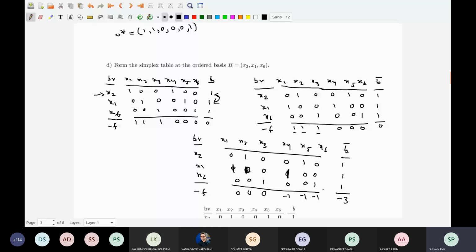I am supposed to make the entries of C below the basic variables 0. Right now, basic variables are X1, X2, and X6. That I have to make 0. So for that you have to take the sum of first two rows and subtract. So in that case, this is not the correct one.